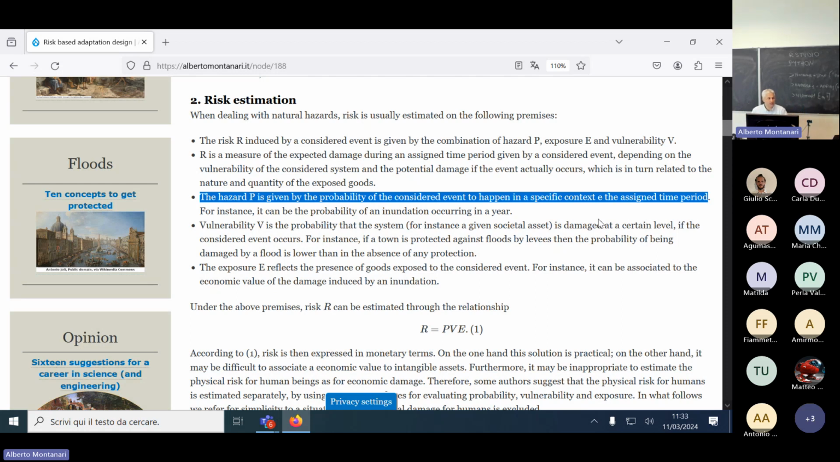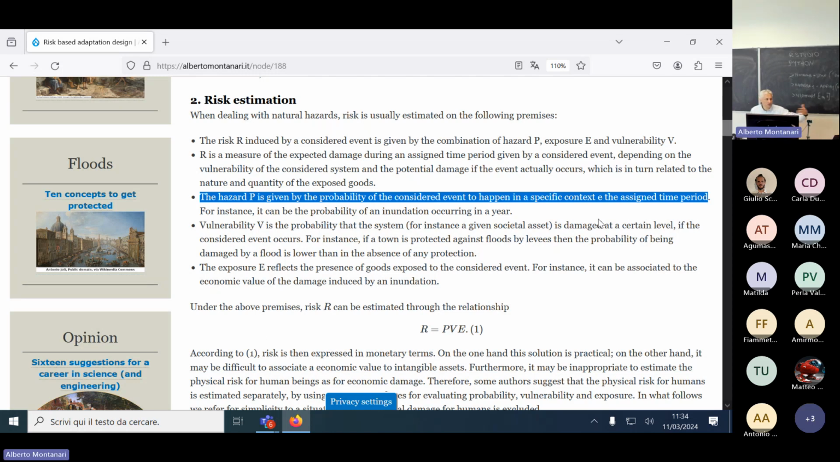And it's clear that the risk must be related to the frequency of the event. If an event doesn't happen, I have no risk. If an event is impossible, like the impossible flood, which is not impossible, but let's assume that an event is impossible, the risk is 0. Why? Because the probability is 0. P is 0. The frequency is 0.